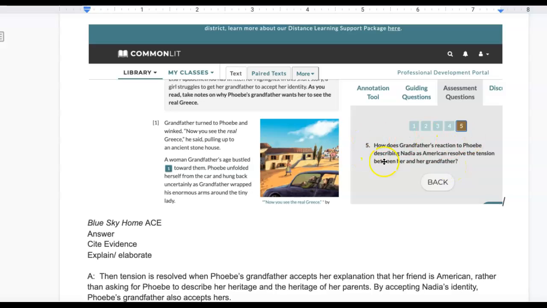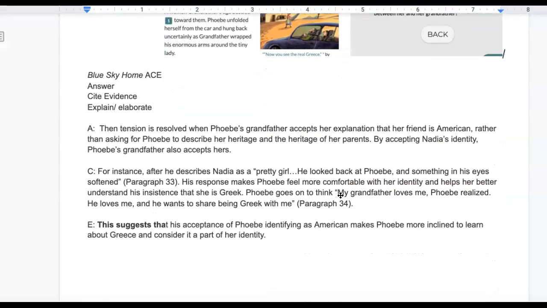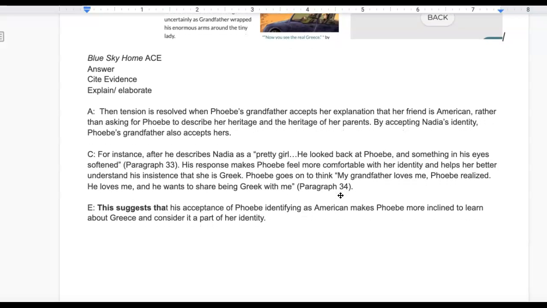So right away you see some key words you need to use in your answer. Nadia's American, resolve the tension, and reaction. Okay, make sure that those words are being used in your answer. So let's go through the steps. Blu Sky Home. First, we're going to answer the question.